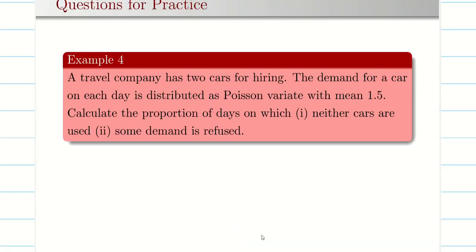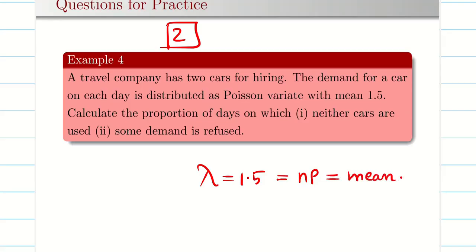A company has 2 cars, and they give them on rent. The demand for the cars on each day is distributed as a Poisson variate. They say that the mean is 1.5. So immediately we know the mean is np, that is nothing but my lambda. Very good, so lambda is given directly.